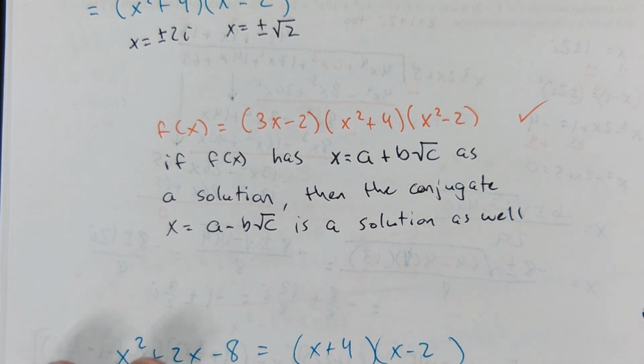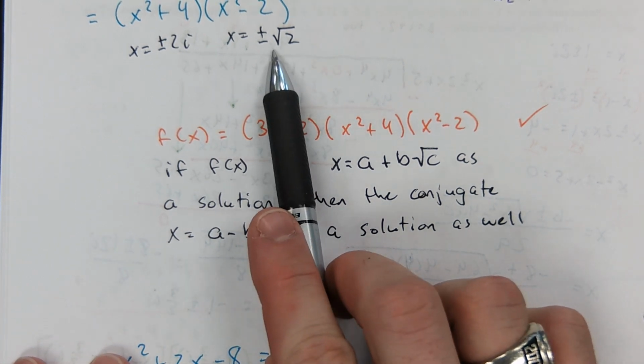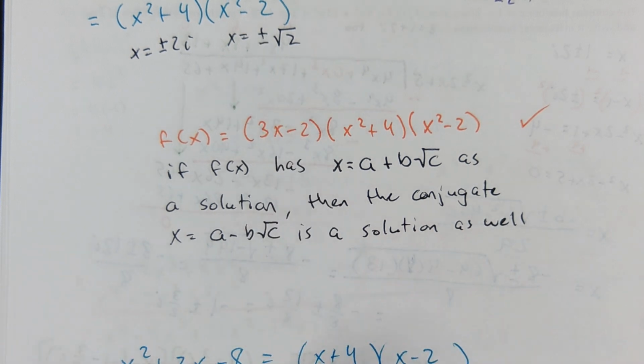Mr. M, ours didn't look like that. Actually, it did. This is 0 plus 1 root 2. So yes, it did look like that. It was just very, very simplified.